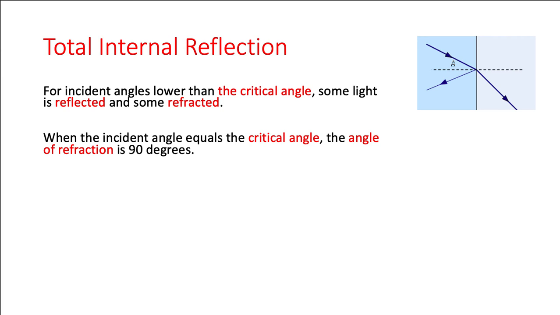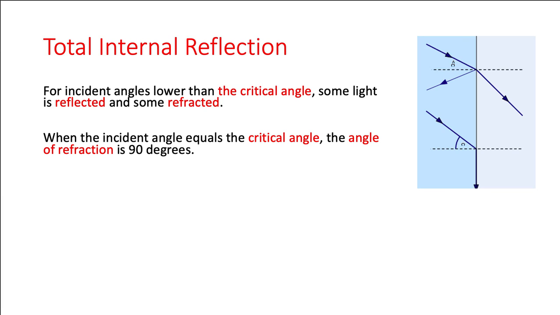However, when the incident angle equals the critical angle, the angle of refraction is exactly 90 degrees. And you can see my light traveling to the boundary and meeting the boundary and traveling along that boundary. In other words, we are perpendicular to normal. The angle of refraction is 90 degrees. Now, missing from this picture is another reflected ray. There will be also a little bit reflected here as well, but the emphasis here is on that refracted ray being at 90 degrees to the normal.